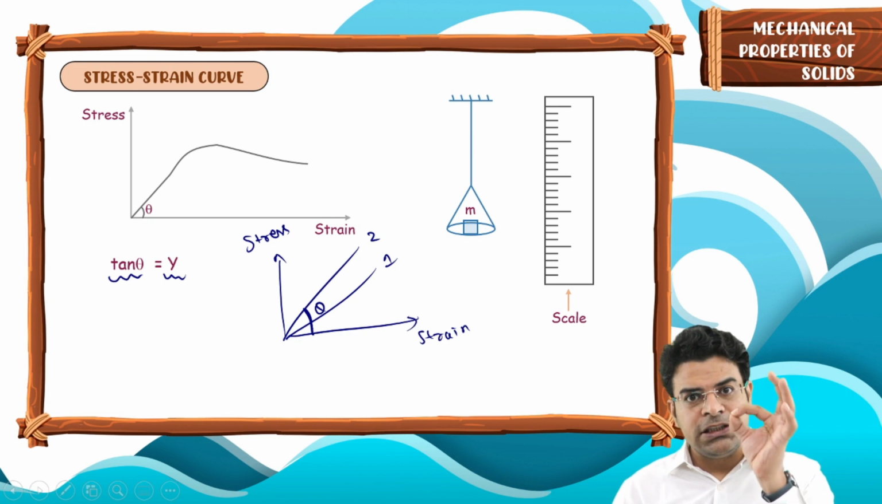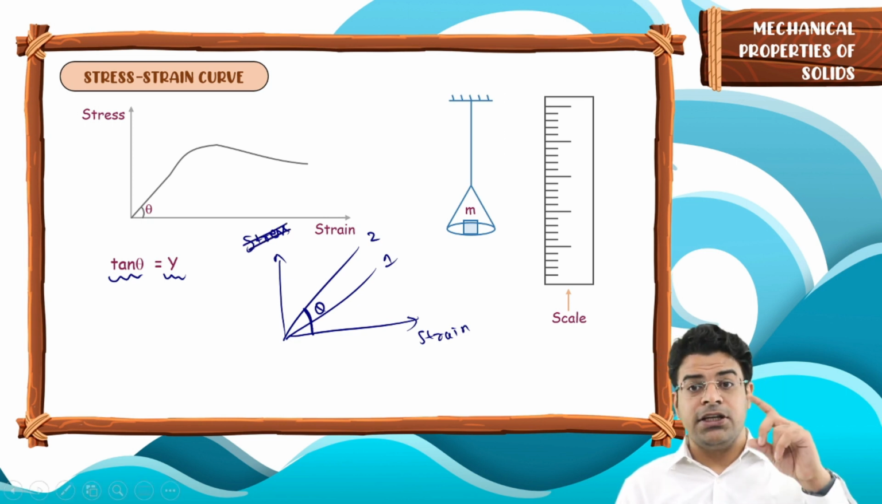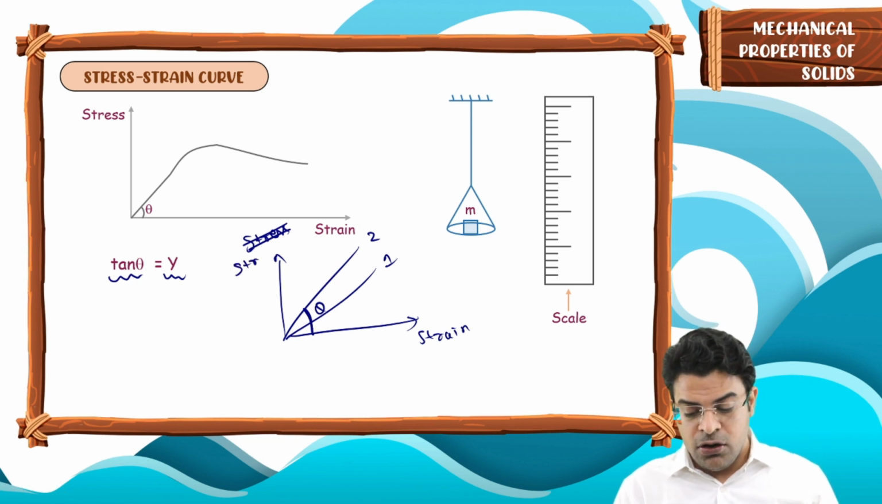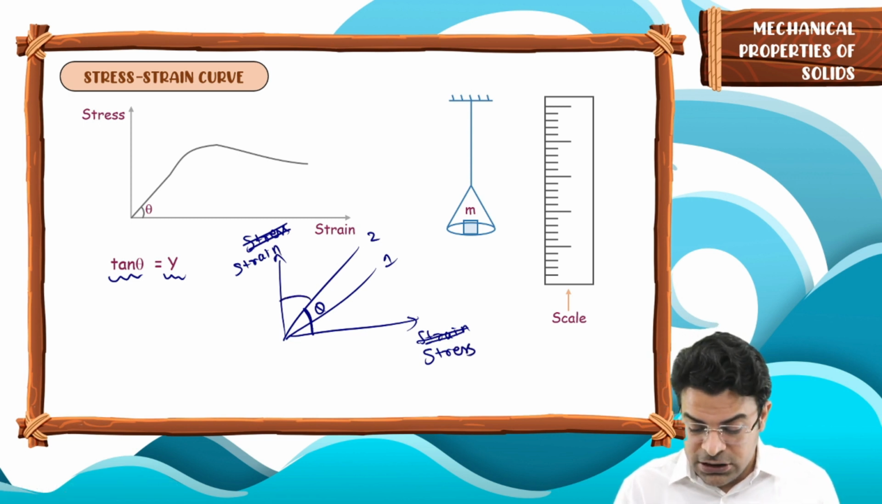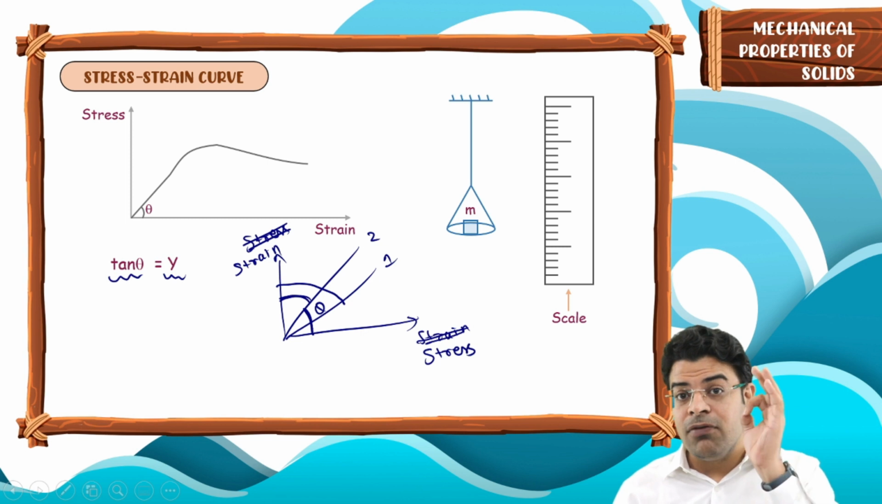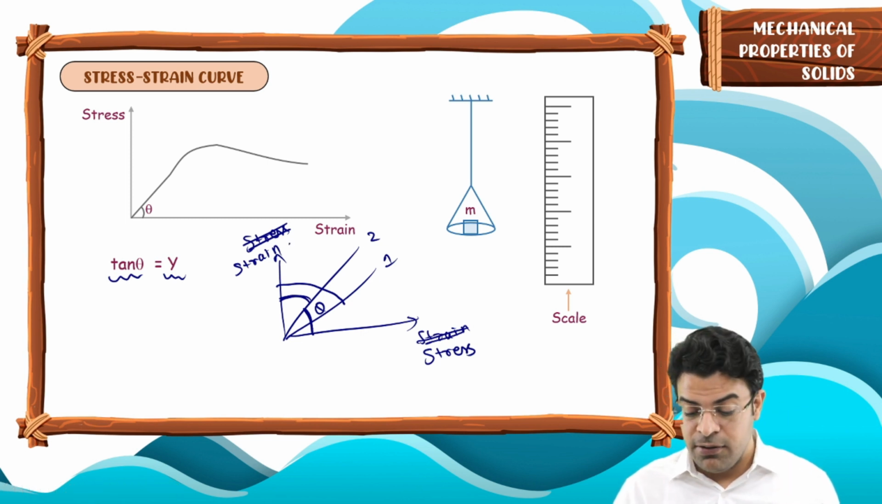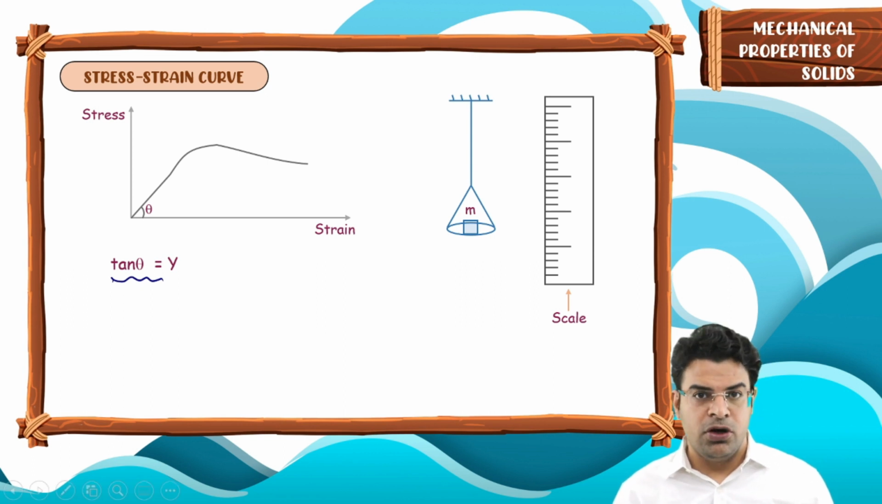But be cautious in the paper. Many a time they flip the axis, and rather than giving the stress on the y-axis, they give strain on the y-axis while giving the stress on the x-axis. If they do this, then the answer reverses, because now you have to measure the angle with the strain axis again, and now material 1 has more angle, so material 1 has the higher value of Young's modulus if they flip the axis. So tan theta represents the Young's modulus.